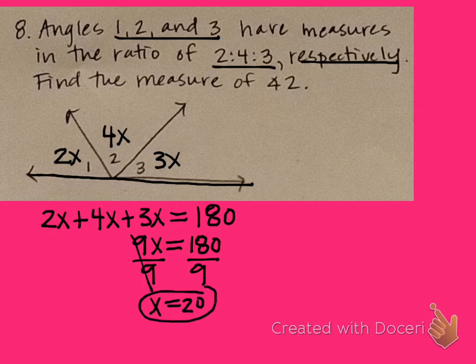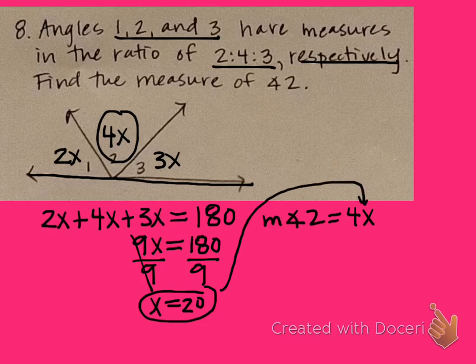Okay, now it says find the measure of angle 2. Well, angle 2 is represented with this expression 4x. So all we need to do now that we know the value of x is replace it with 20.